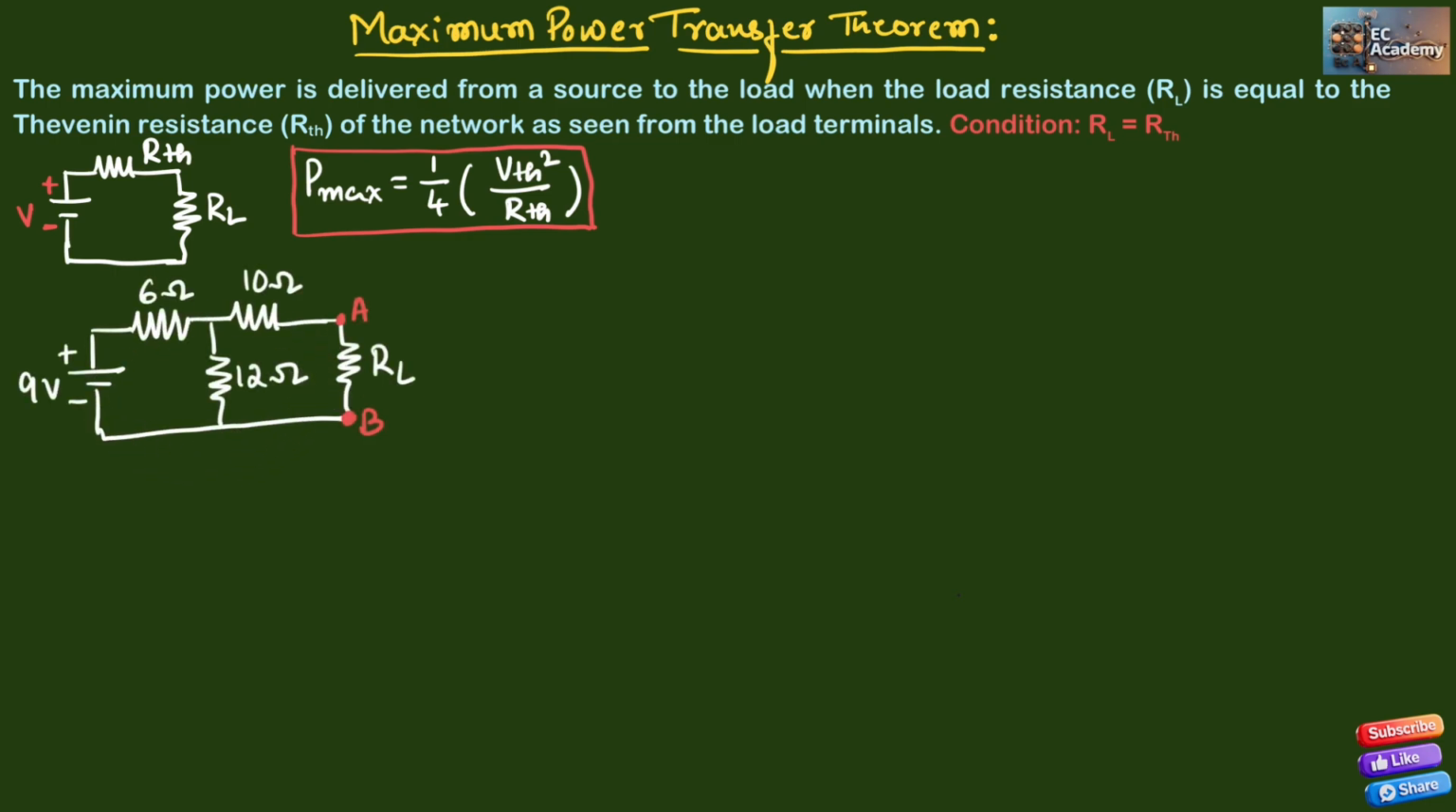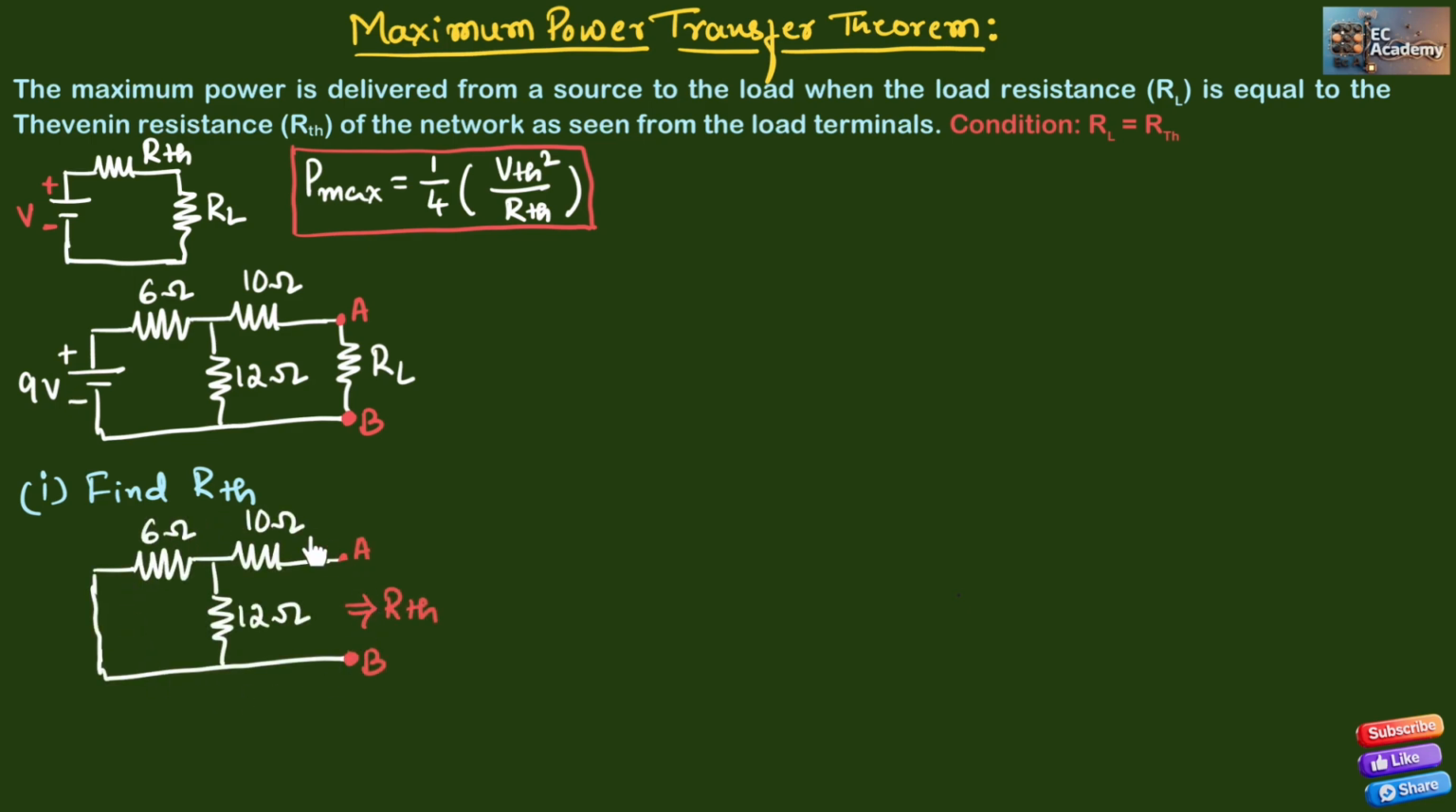Here, we need to find the load resistance RL where the source delivers the maximum power. So here RL will be equal to RTH. First, let us find the Thevenin's equivalent resistance. To find RTH, we need to short circuit the voltage source and remove the load resistance. Then we need to find the equivalent resistance between the points A and B.